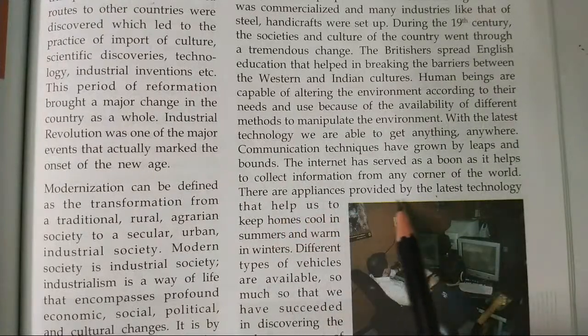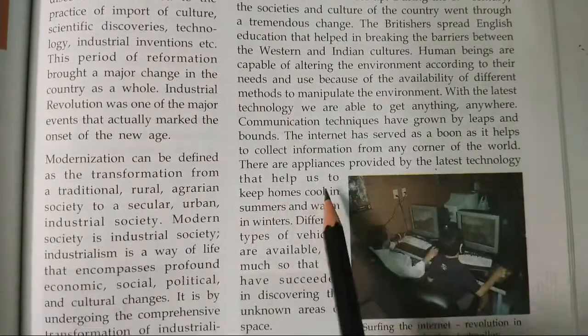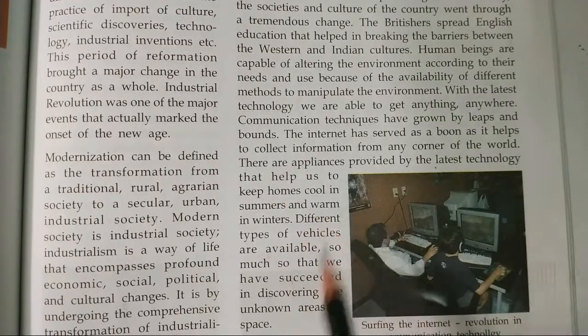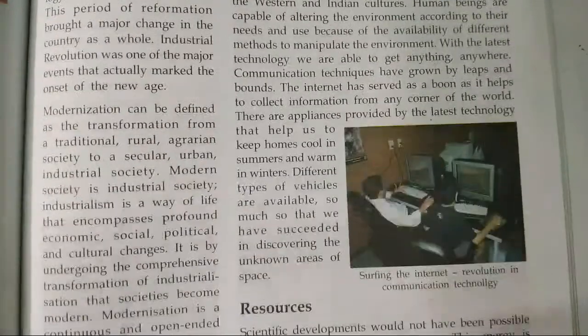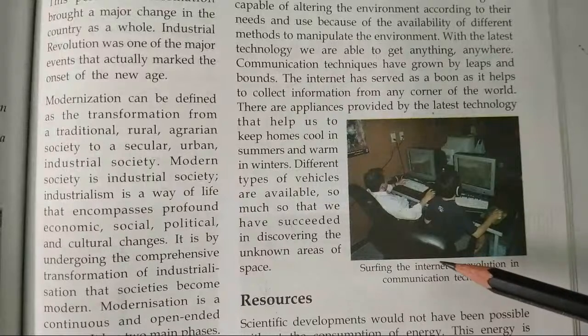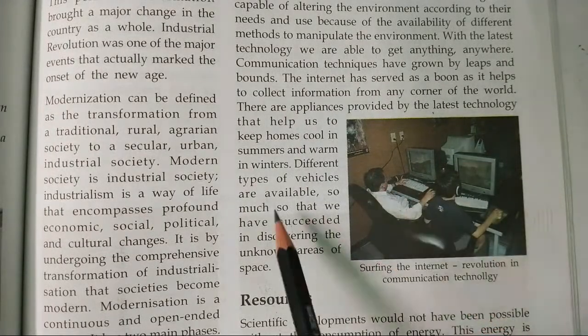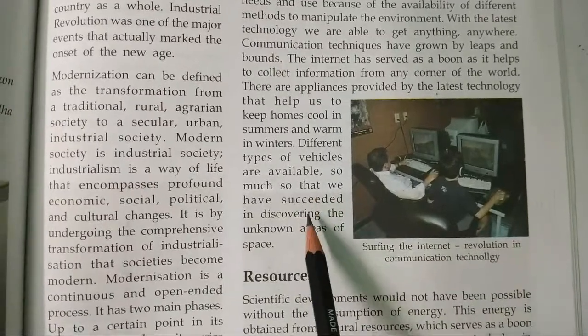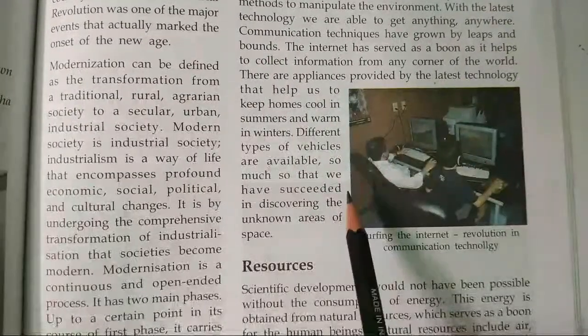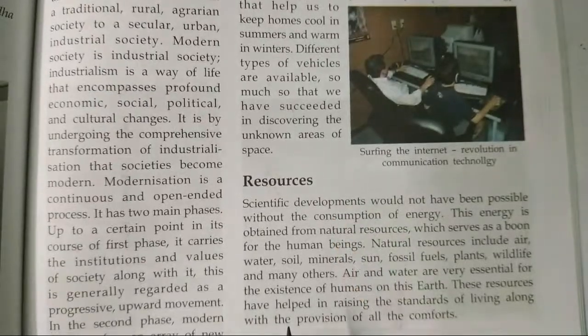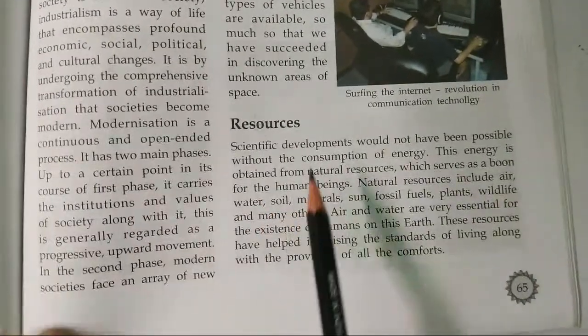There are appliances which are provided and they help us to keep the home cool. Now, these are things which we know are happening around us. And from where do we get this? Different types of vehicles are there, and because of this, what happens? We need some resources. So from where will we get them?